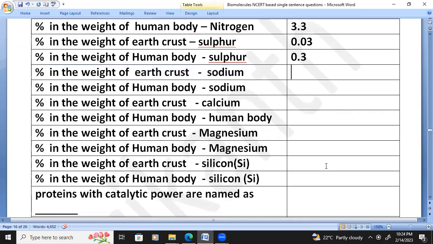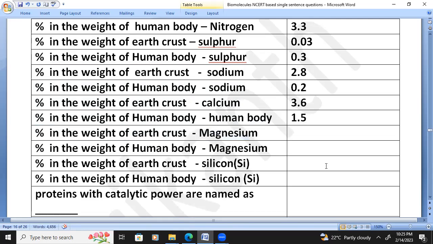Sodium in the earth crust, 2.8. Percent weight in the human body, sodium is 0.2. Calcium, earth crust, 3.6. In the human body, calcium 1.5.